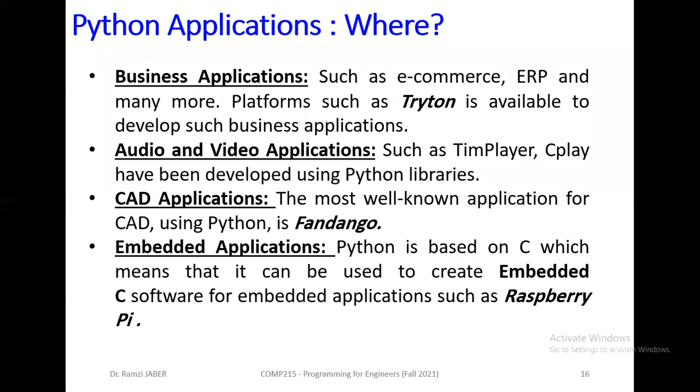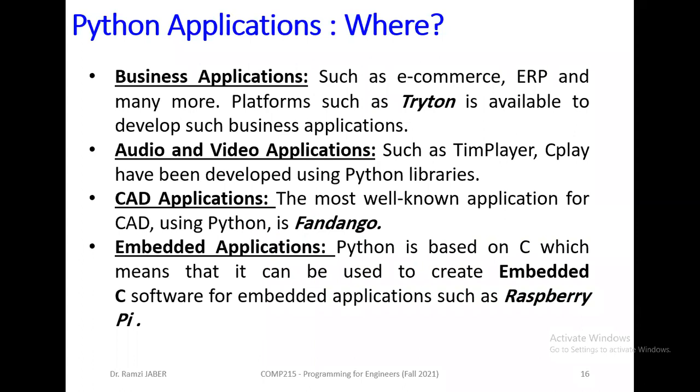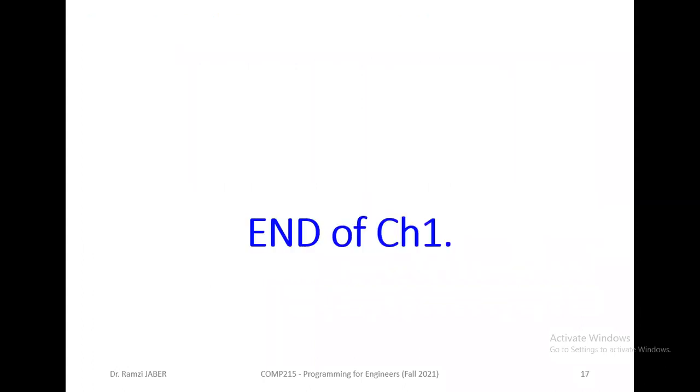Also, we can use Python in embedded systems, because Python is based on C, which means that it can be used to create embedded C software for embedded applications such as Raspberry Pi. So Raspberry Pi uses Python for embedded applications or embedded systems. Okay. All these we can use Python for. So we can use Python everywhere, for everything. So we summarize chapter number 1 for general information, general ideas. Any question on that?